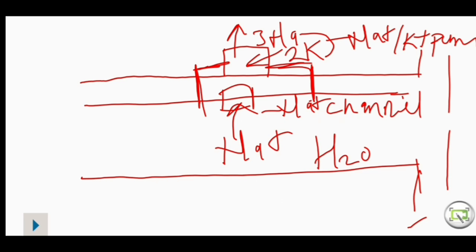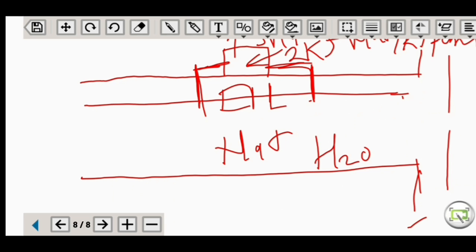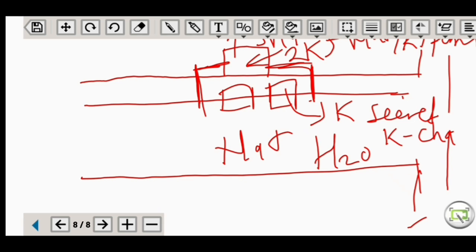Since 2 potassium are being moved from the blood into the cell, the same potassium is secreted into the tubule using a potassium channel. Also, water is being absorbed using the aquaporin channels which are inserted. So water is reabsorbed into the bloodstream. So that's it for the distal convoluted tubule.